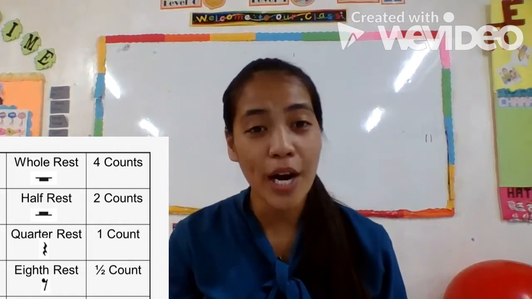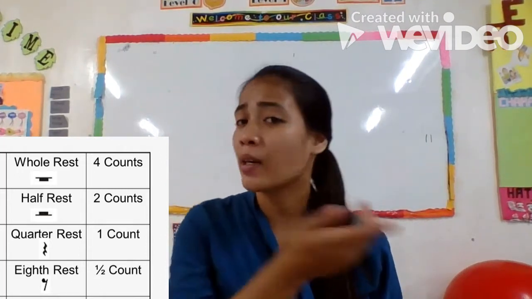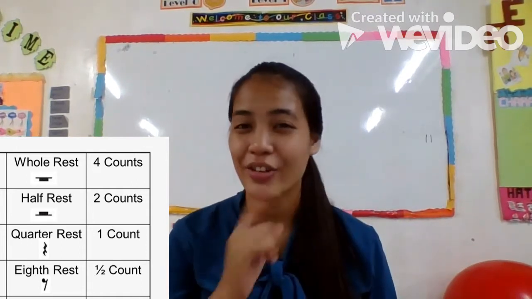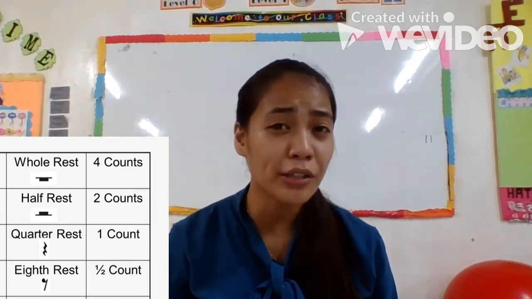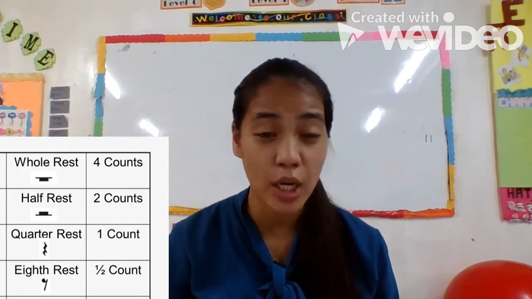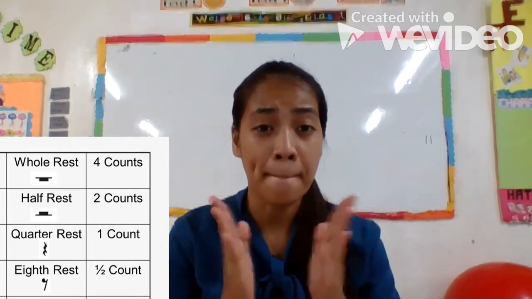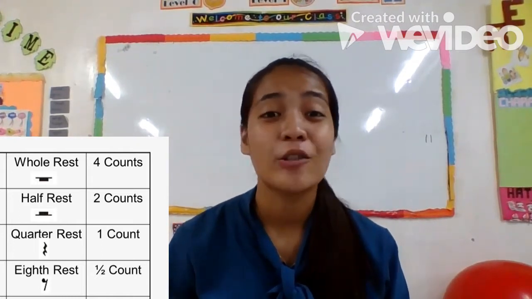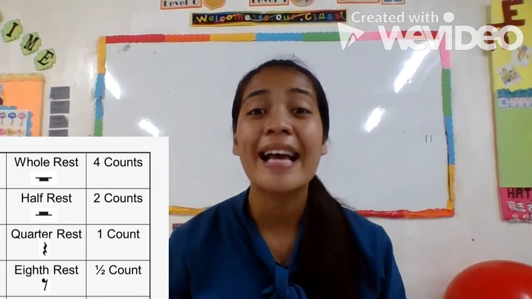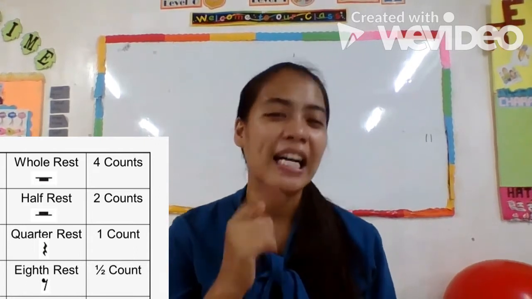Next, we have the quarter rest. Quarter rest, class, just like the quarter note, receives one beat. There's no sound. Next, the last one is the eighth rest. Like the half of the quarter rest, it is one half beat. So all you have to do is clap quickly. That's the half. The one half beat is the eighth rest. Do you understand? Just remember those symbols so that we can proceed to our activity.